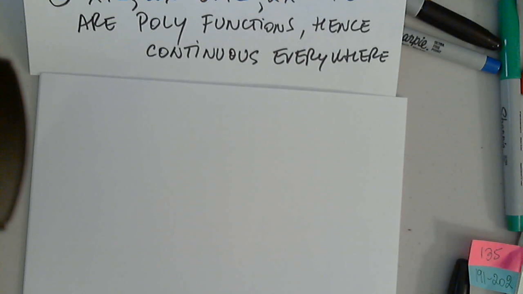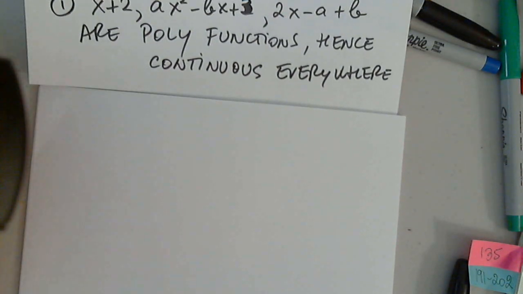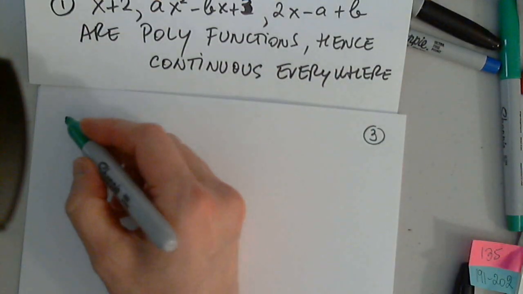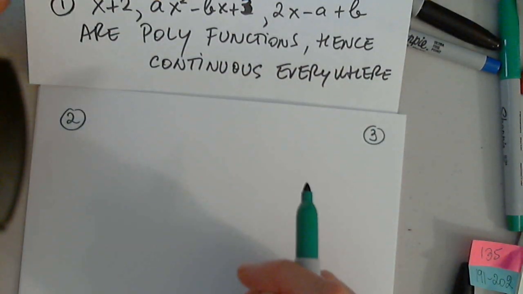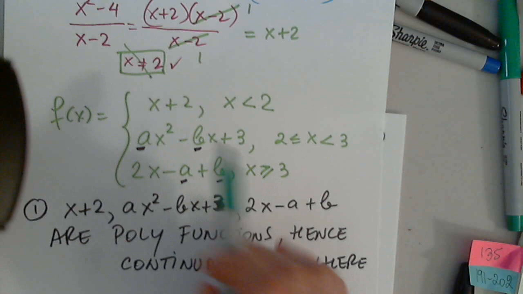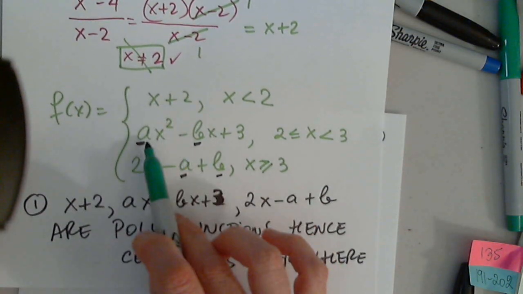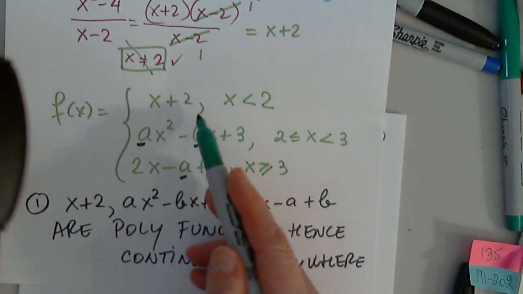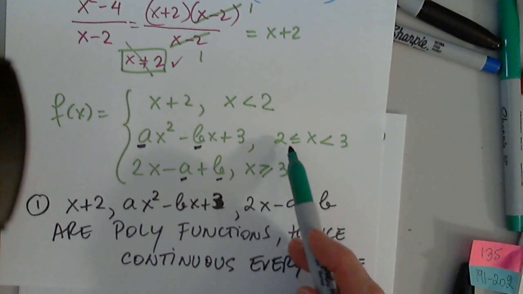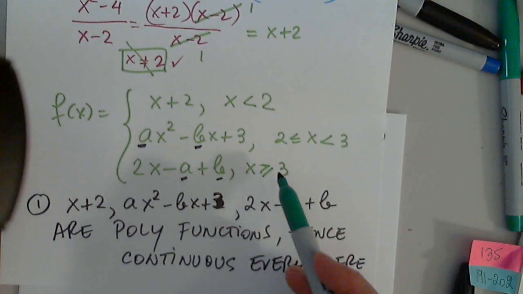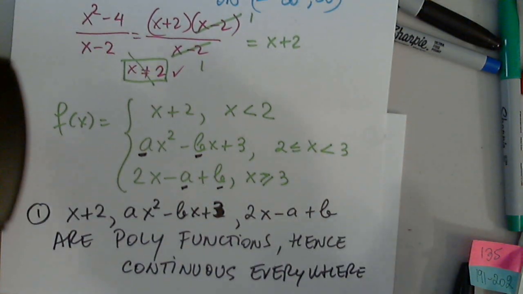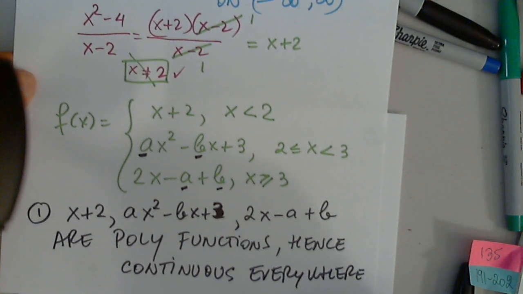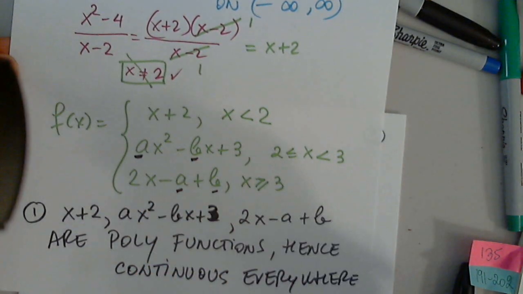Our next step is continuity. Where could this function have a problem? This is continuous everywhere. Specifically, this is continuous to the left of 2, this is continuous between 2 and 3, and this is continuous to the right of 3. That's very clear. If they are continuous everywhere, they are continuous on their individual pieces. But where could this function have an issue?